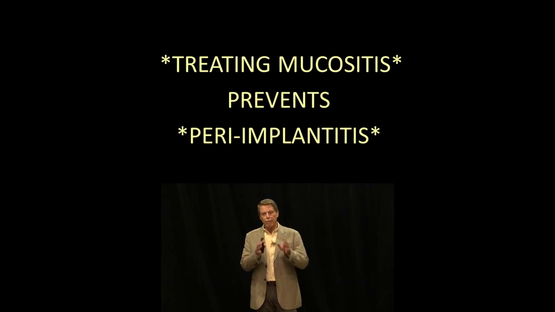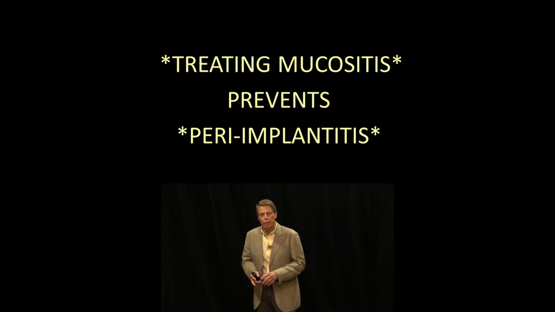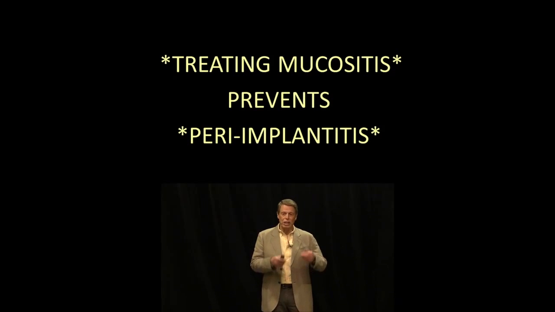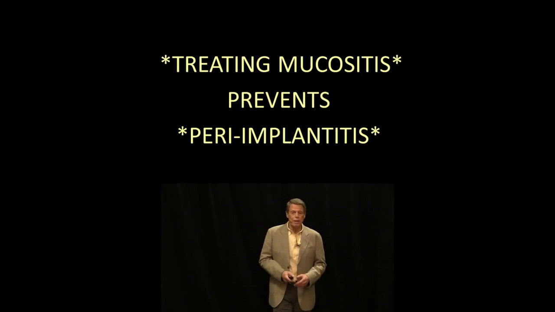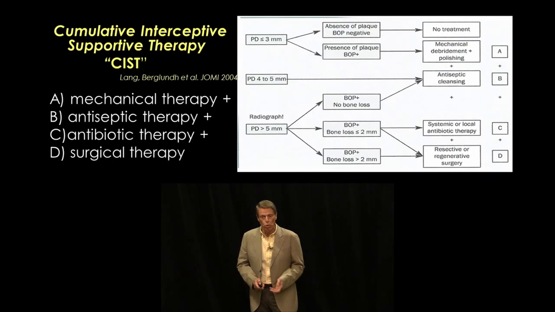Now, the key thing we have to remember here is treating mucositis prevents peri-implantitis. Mucositis is a reversible inflammatory reaction in the soft tissues surrounding a dental implant, whereas peri-implantitis is the equivalent of periodontitis, which is inflammation around the surface of the implant and bone loss.